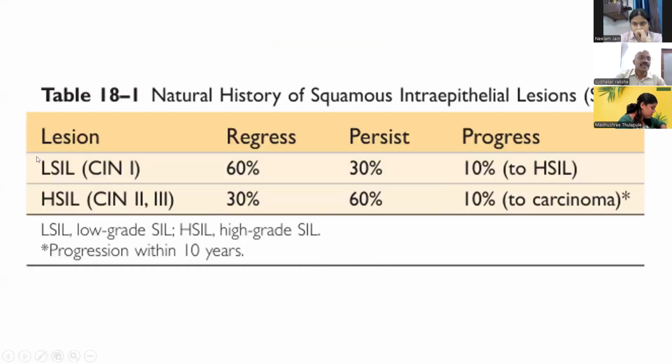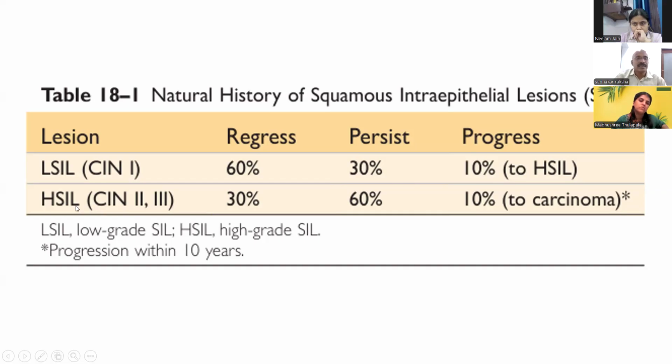So how many of these LSIL will advance? LSIL is a pap smear report. CIN 1, 2, 3 are the biopsy reports. LSIL will correspond with CIN 1. LSIL, 60% will regress, 30% will stay as they are, and 10% will turn out to be HSIL over a period of 10 years.